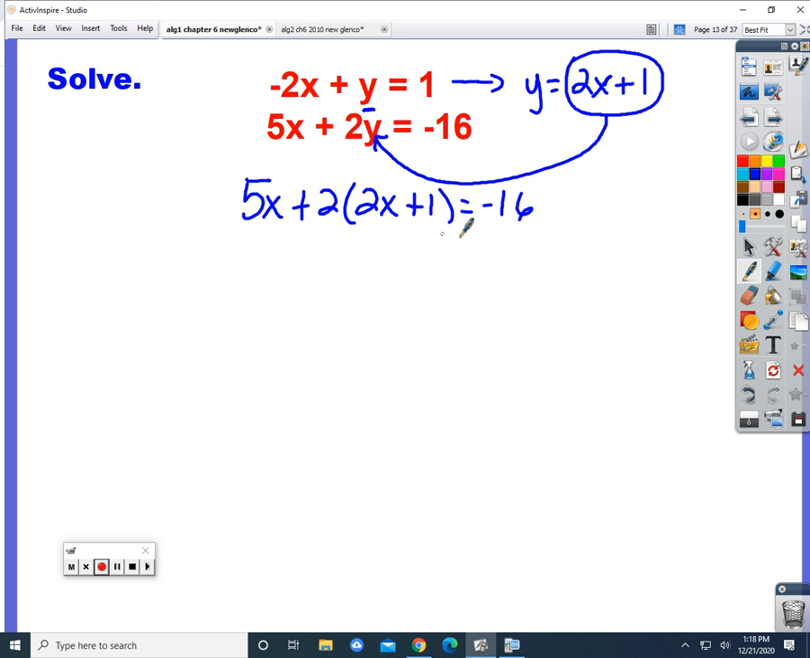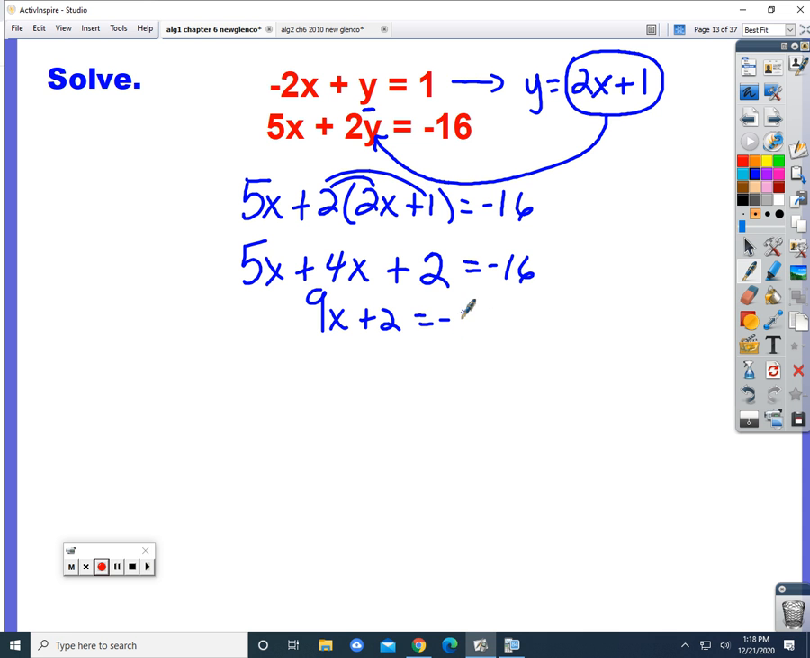Now we're back to a basic equation like we saw earlier in the year. So we've got to distribute first. And don't forget you're going to get a plus 2 here. Don't forget that. And then we want to clean up this side. So put these two together and get 9x plus 2 equals negative 16. Subtract 2. Then divide by 9. And you're going to get x equals negative 2. Now that's half your answer.